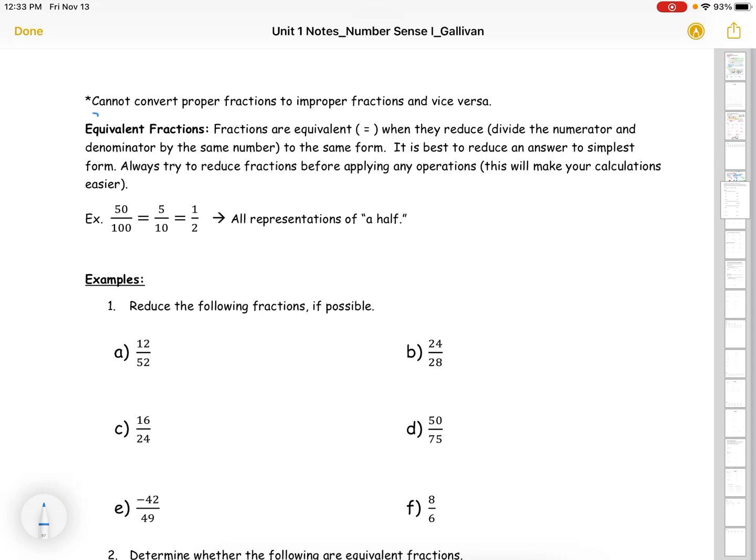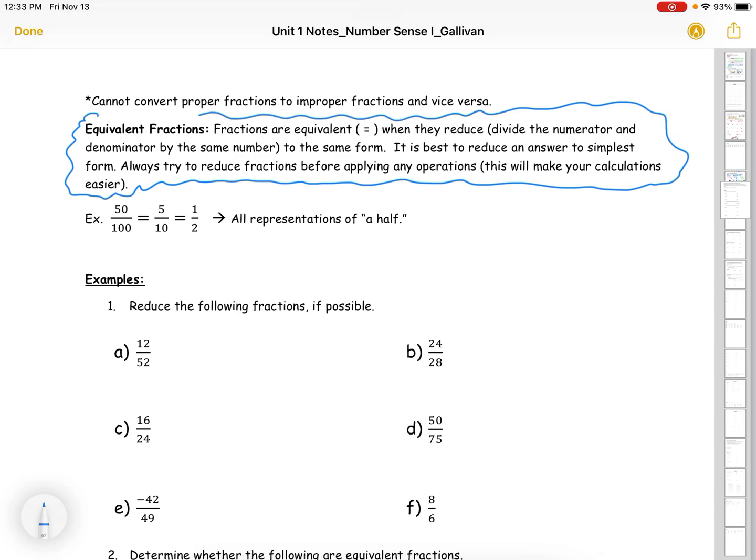Equivalent fractions. Now, equivalent fractions are fractions that are equal when they reduce, divide the numerator and the denominator by the same number to the same form. It's best to reduce answers to simplest form. Always try to reduce fractions before applying any operations. It'll make it easier. So when we're talking equivalent fractions, sometimes we want to put things in what we call lowest terms or simplest form.